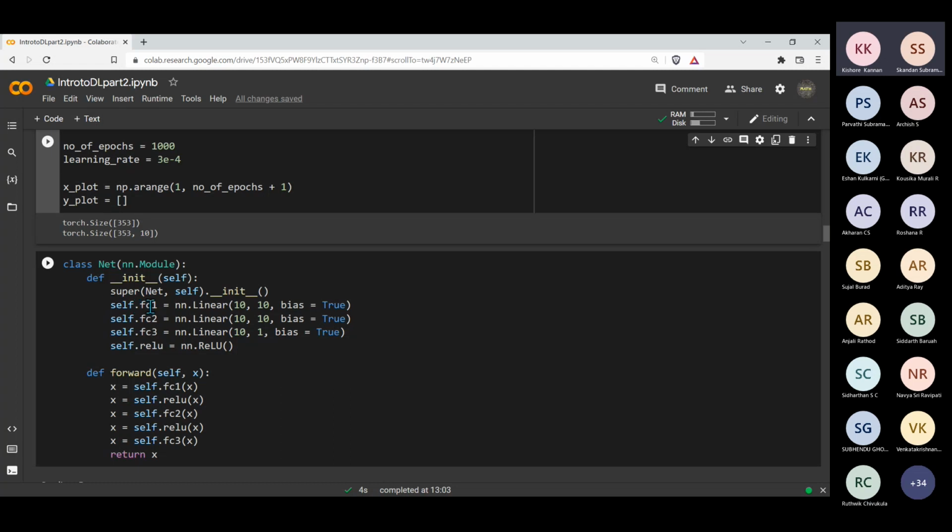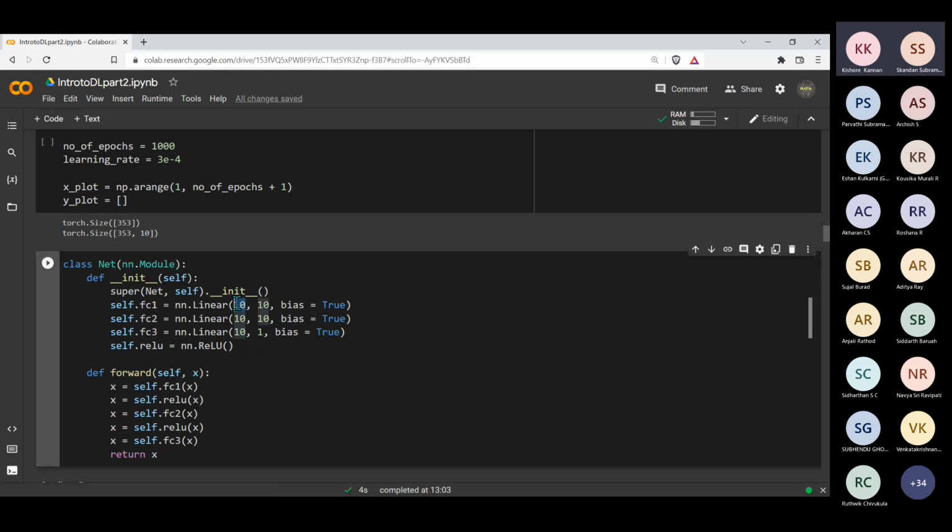So the first layer will be self.fc1, which is just a linear layer. Next we have another layer, which is also linear. And third, we have another layer. You can see the two arguments that we give here. These are the inputs and outputs for the layer. So what self.fc1 equals nn.Linear means is that we have 10 input nodes, and the next layer has 10 nodes, and we are fully connecting these two layers.